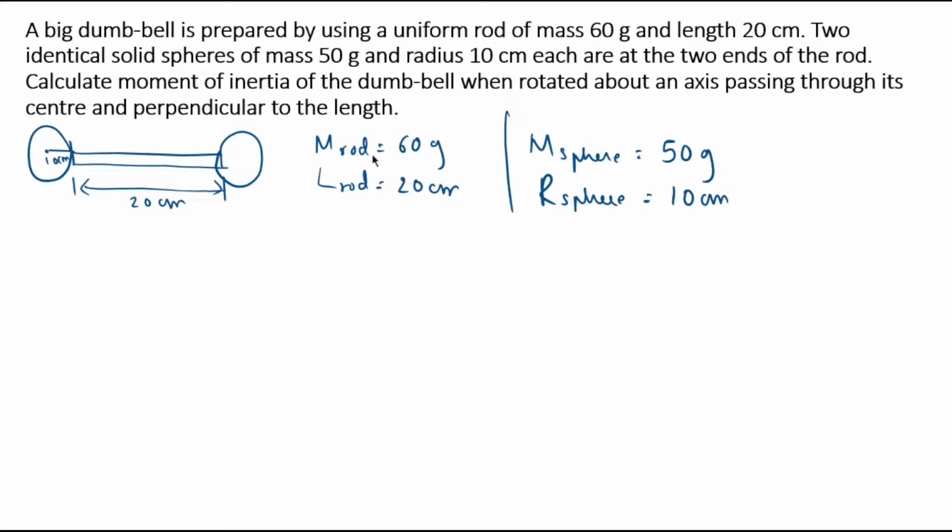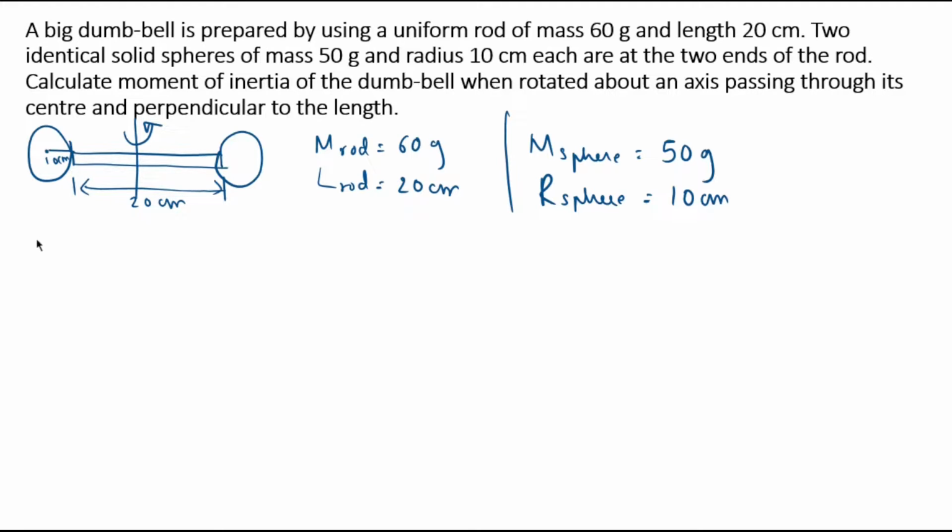We need to calculate the moment of inertia of the dumbbell when rotated about an axis passing through its center and perpendicular to the length. So we need to calculate the moment of inertia when this dumbbell is rotated about this axis. So if this is the center, this distance will be 10 centimeter, and 10 centimeter from the center to the surface of the sphere.